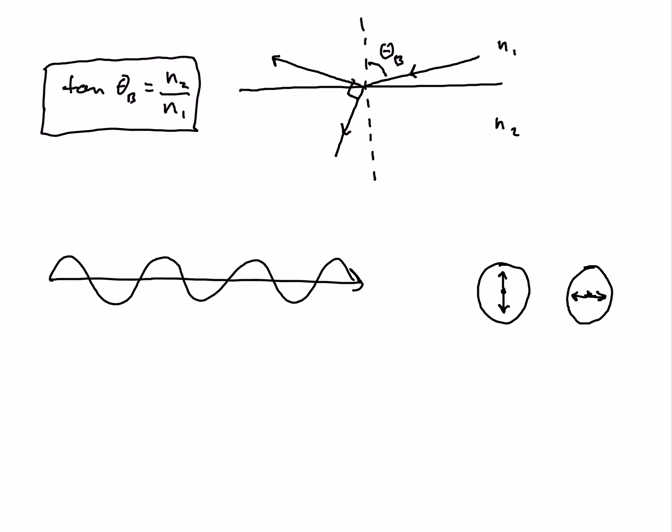Now it can be shown with geometry and Snell's law that the tangent of the Brewster angle is equal to the refractive index of the higher refractive index medium divided by the lower refractive index. And that's your last homework problem, to show that the tangent of the Brewster angle is equal to n2 over n1.